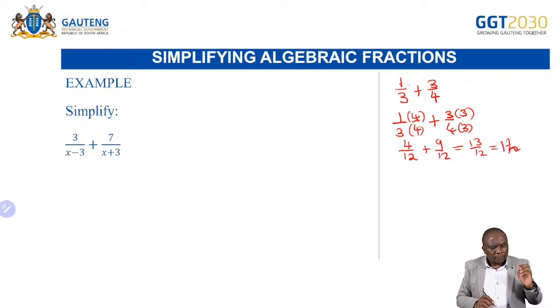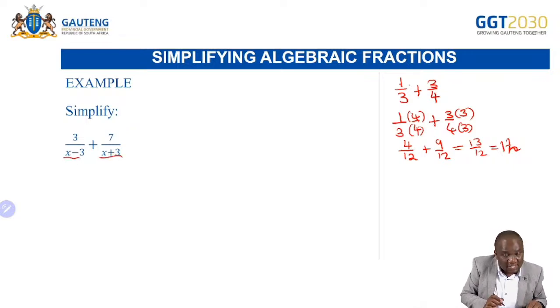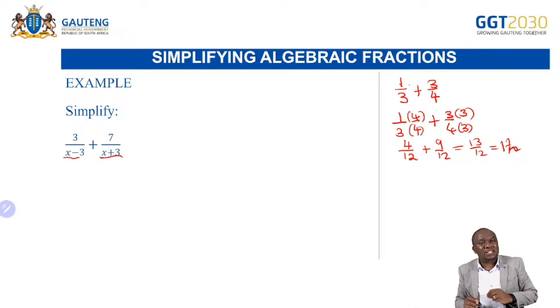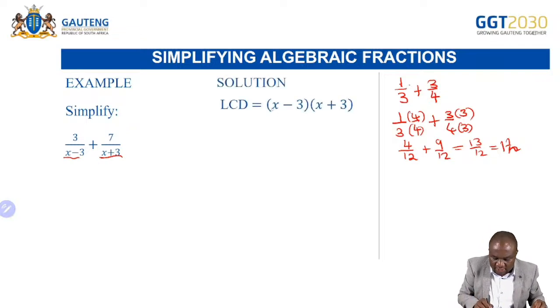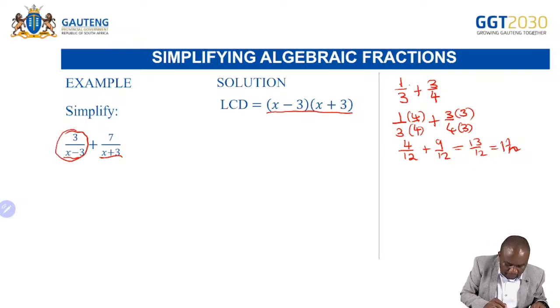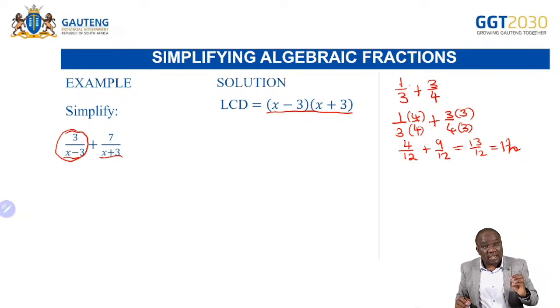Right. Now, we are going to do the same thing here. So we have x minus 3. Please take note, they are not the same. We have x minus 3 and x plus 3. They are not the same. So what we do, we have to create fractions with the same denominator, so we have to use the LCD. What is the LCD? The lowest common denominator for x minus 3 and x plus 3. LCD is what? x minus 3 times x plus 3. So what must we do to this fraction? We must multiply the denominator by x plus 3 and multiply the numerator by x plus 3.